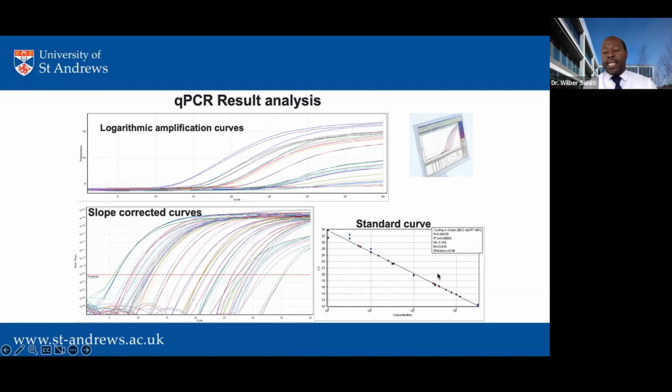And then this is the standard curve. On the x-axis is the concentration from our standards, and on the y-axis are the CT values or the quantification cycles, and there is an inverse relationship. So the lower the bacterial load, the longer it takes for the sample to amplify, and vice versa for higher bacterial load samples.